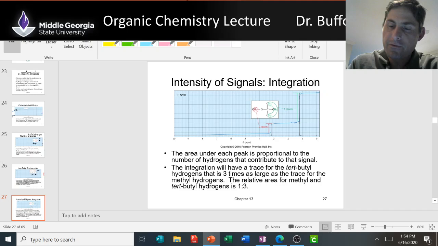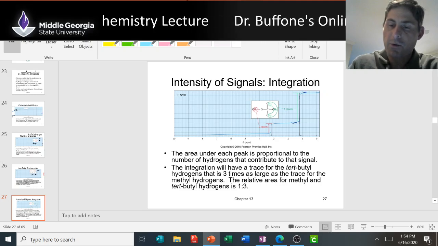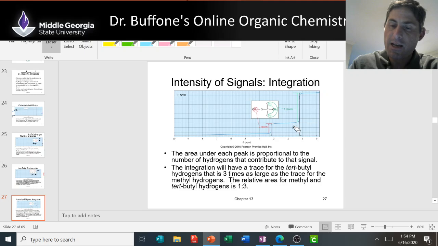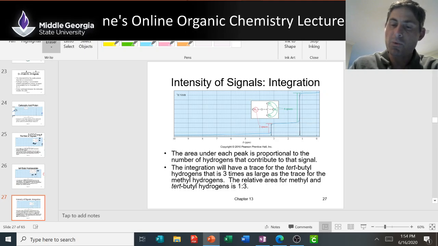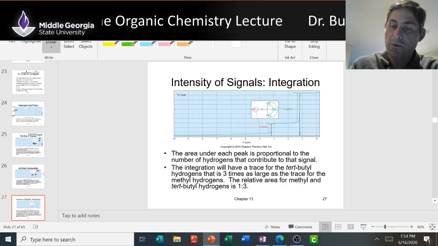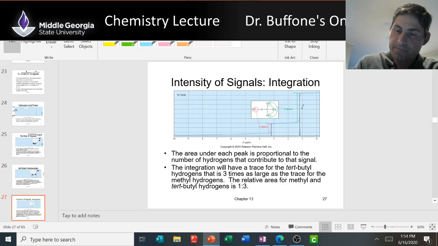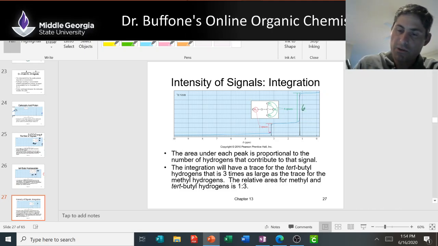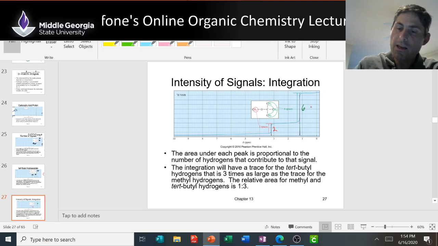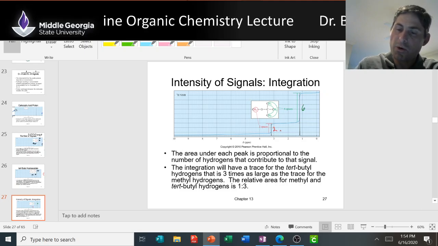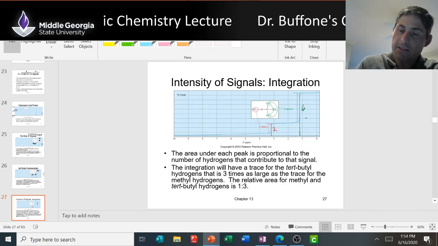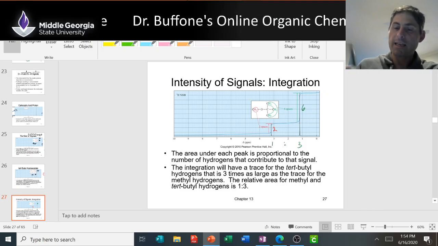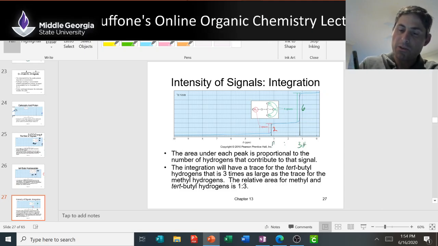And then from that, from this to here, whether you measure or count spaces on your graph paper, if you have graph paper, you will get a number. So this is 6 for that. And then the other one is only 2 spaces. So this is 6 to 2. You could think of it as 3 to 1 and say that there's 3 protons to 1 proton.